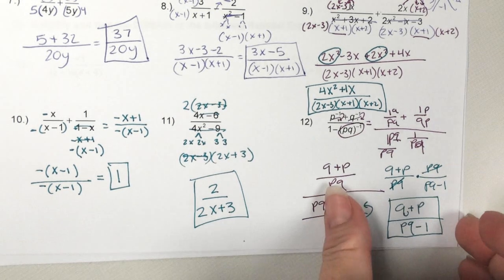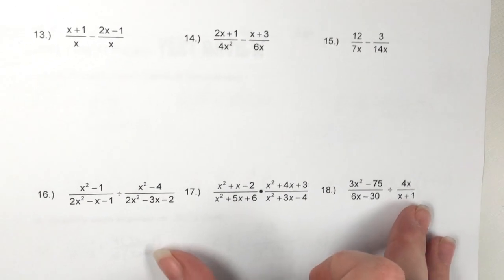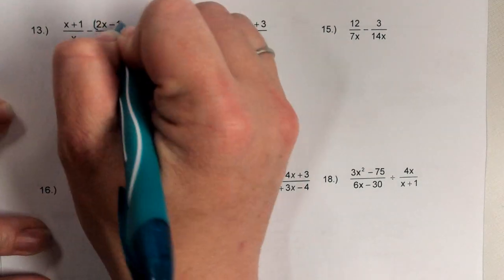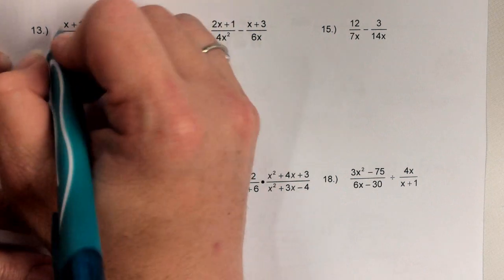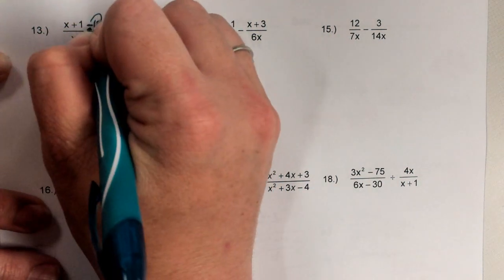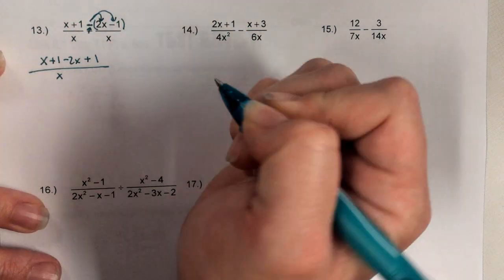Flip to the back, and start on number 13. So my denominators already match, but I'm subtracting. Remember, we have to bring that guy up. So I have to distribute it. So I have x plus 1 minus 2x. 2 negatives makes a positive 1.